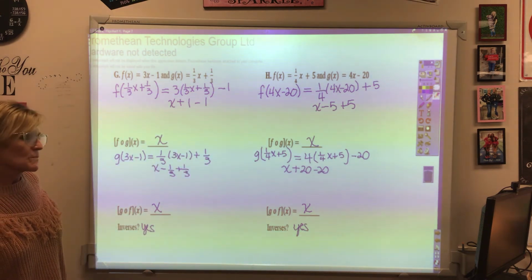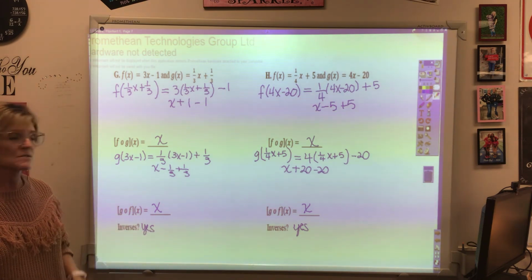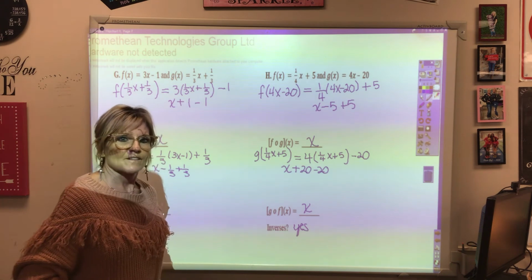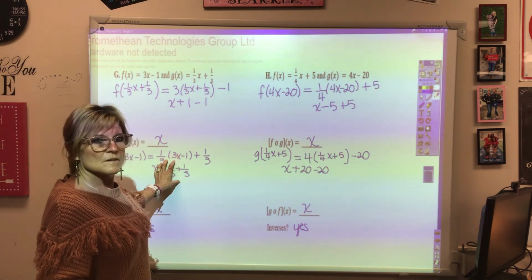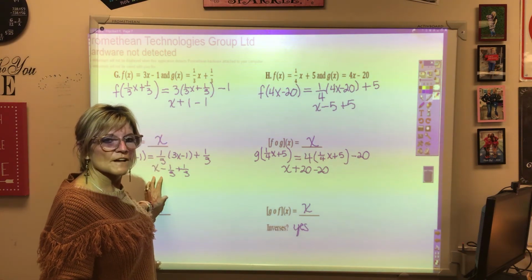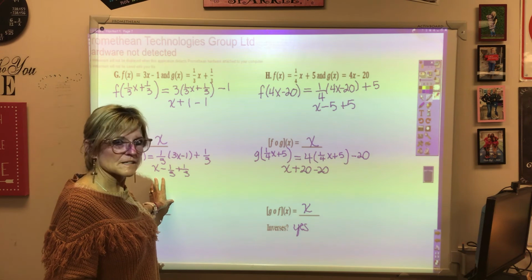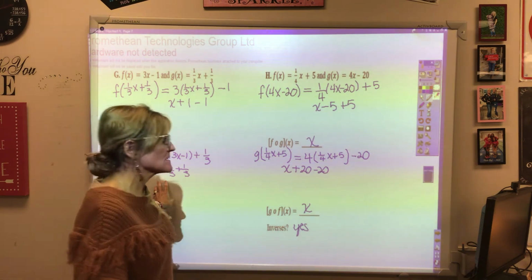Okay, so we have 2 more examples. These are going to be functions that are not inverses. So I'll show you how it's kind of nice when that happens, because then you don't have to work through the problem twice with an f of g of x and a g of f of x. You only need to do it once, and if it doesn't give you x, then the functions can't be inverses.